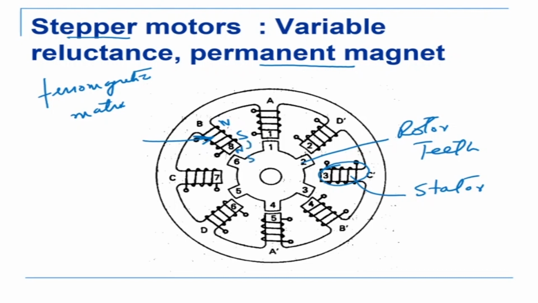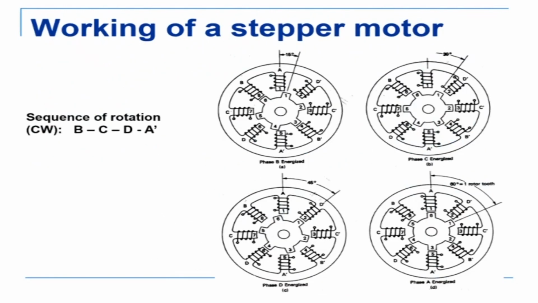What will happen is this north will get attracted to that south, and this tooth will move in that direction and get aligned with the pole B. So if I actuate B, then tooth 6 will move and align with pole B. Then if I actuate C, this number 5 will move that side. And then if I actuate D and then A, this will rotate, and ultimately you have a clockwise rotation, as shown in these 4 figures.